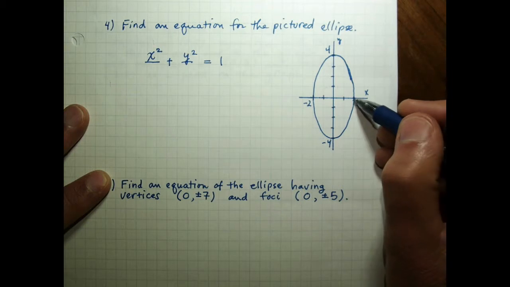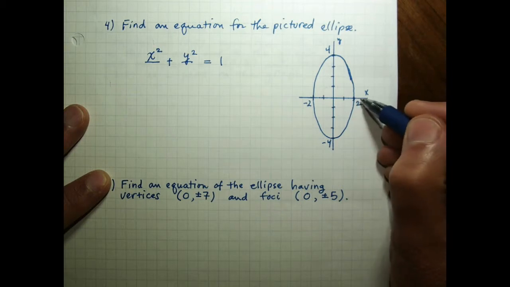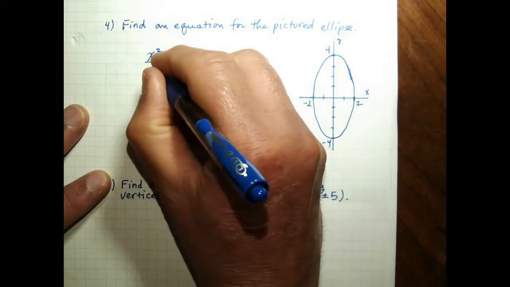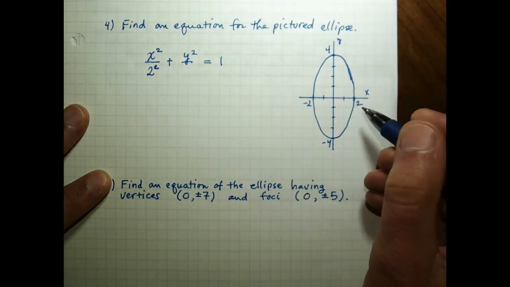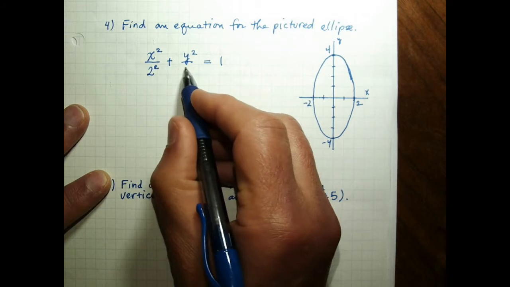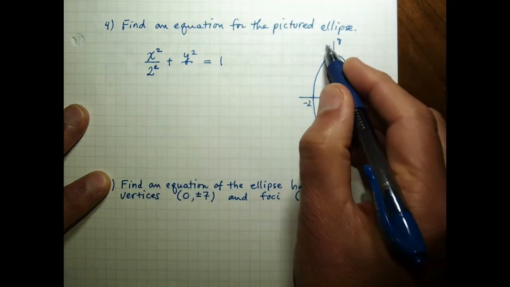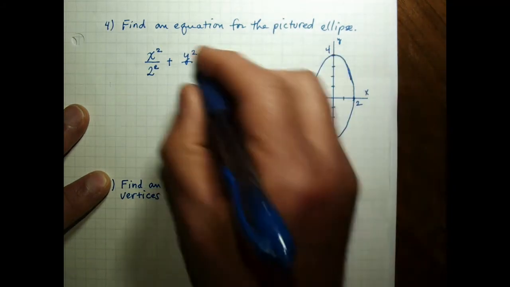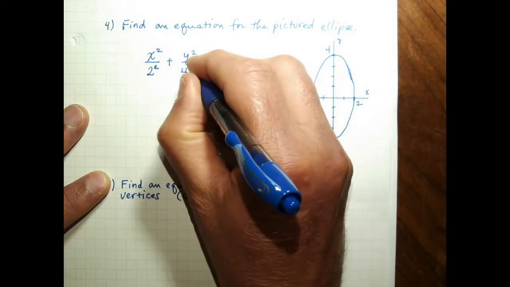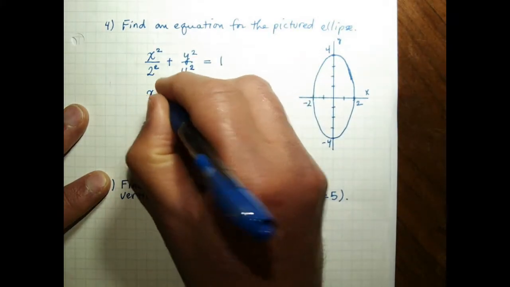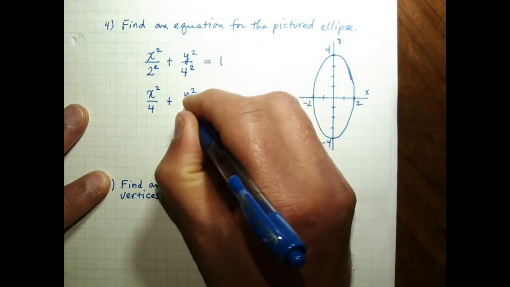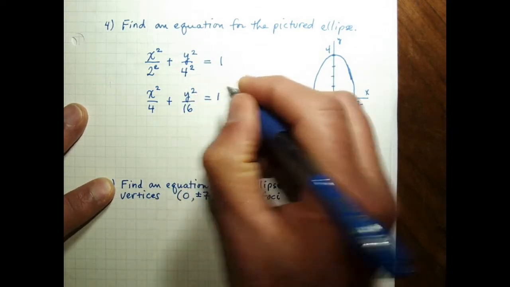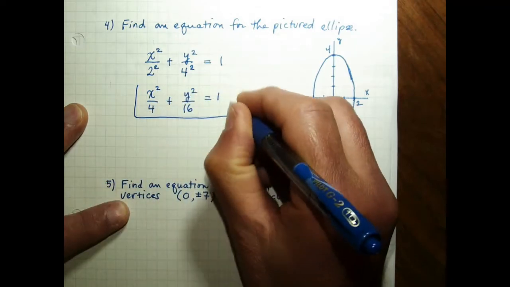In fact, I can just square this, 2 squared, and of course that'll be 4, to get that denominator. The denominator under y squared is just going to be the square of this y-intercept value, 4 squared. So if I write x squared over 4 plus y squared over 16 equals 1, there I got my equation.